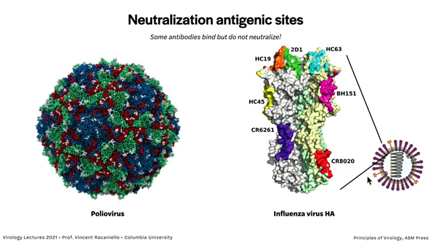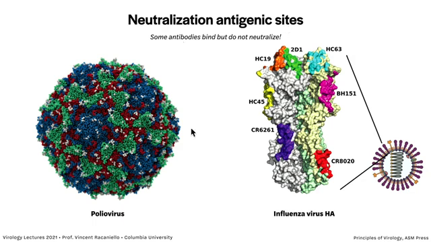Now, when we talk about antibodies that are neutralizing, the sites they bind on the protein, the epitopes, we call neutralization antigenic sites because they induce neutralizing antibodies. There are antigenic sites in general where antibodies bind, and some of them may be neutralizing and others may not, but the ones that neutralize are the ones that I'm talking about in this slide. Neutralization antigenic sites. Please remember that some antibodies bind but do not neutralize.